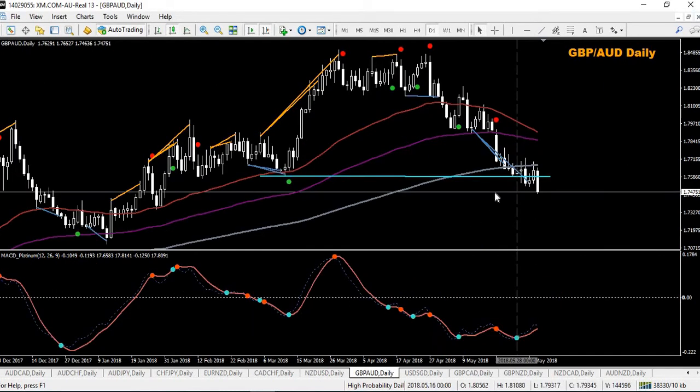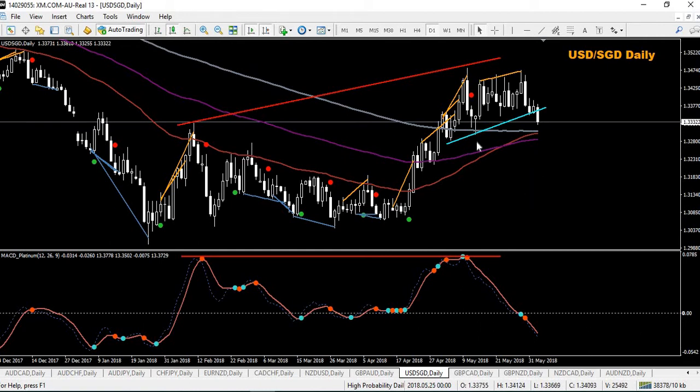Pound Aussie, again same as the pound Swiss, I was looking for this low to hold. It didn't. Looks like it's breaking through cleanly now. So it's just a matter of no buy signals yet. We've got a blue dot on the MACD Platinum, and we've been below the zero for a while now. So my next trade would be to look for the buy side, but nothing happening at the moment.